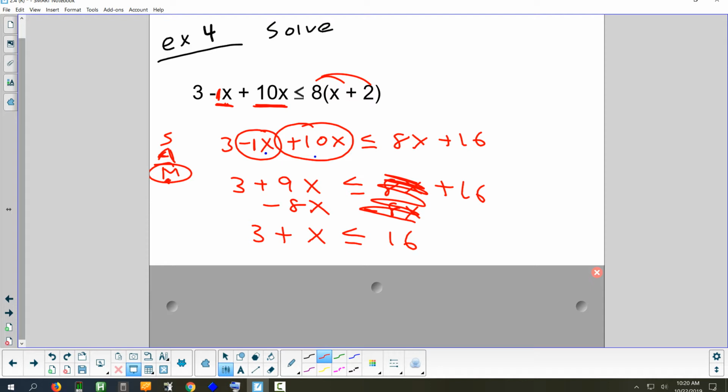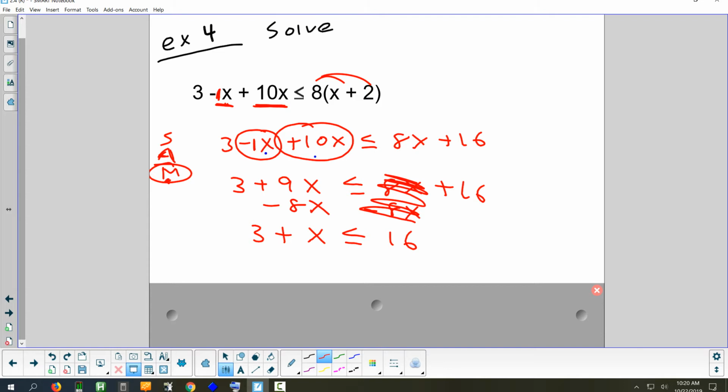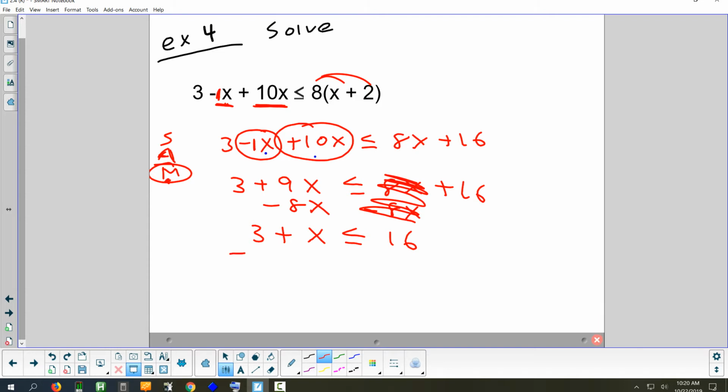Anyone think they can tell me my last step? Yeah, Adriana. Perfect. Subtract 3. 3 minus 3 is 0. Only thing on the left side now is positive x. So we just leave it as x. 16 minus 3, Kelsey? 13.